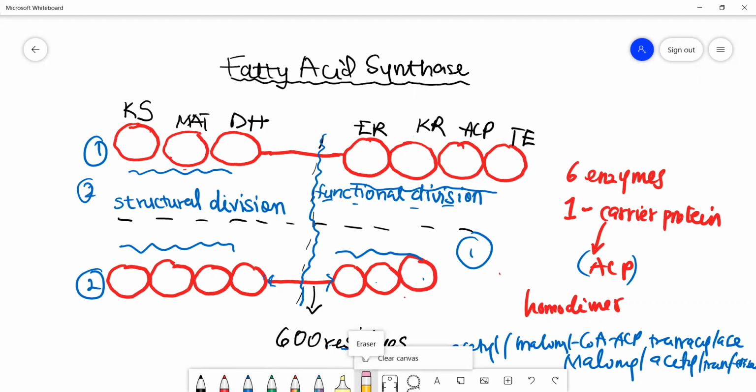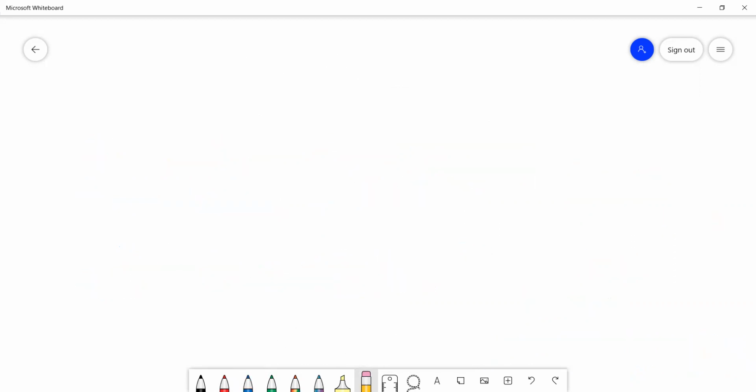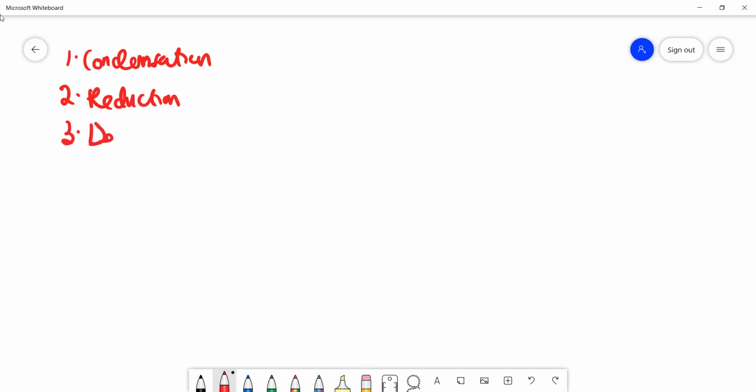Now, for the synthesis of fatty acids, our first major reaction is what? A condensation reaction. It's a condensation reaction. The second is reduction. The third is a dehydration reaction. And then the fourth is also a reduction reaction.